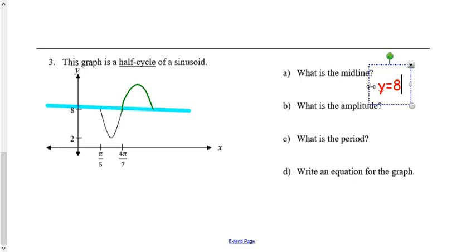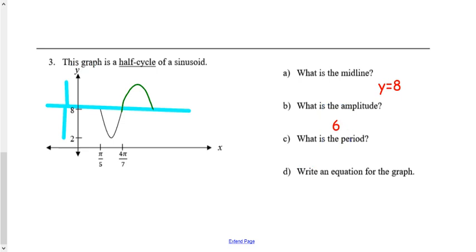We need to give a y equals in this case because y is our vertical axis. The next question asks, what is the amplitude? The amplitude is the height from the middle to the bottom, or from the middle to the top. Well, we know this one right here, the middle to the bottom. That's the distance between 2 and 8, which is 6. So our amplitude is 6. I don't have any units on that one because this isn't real life.